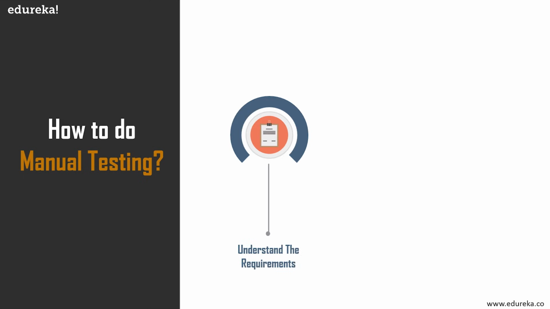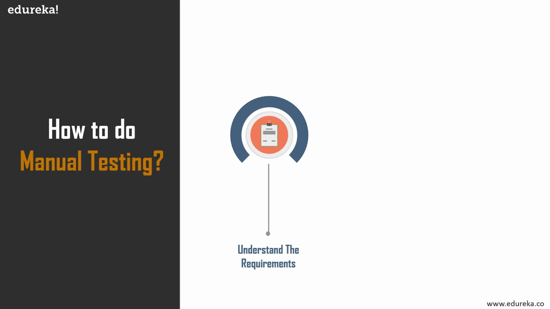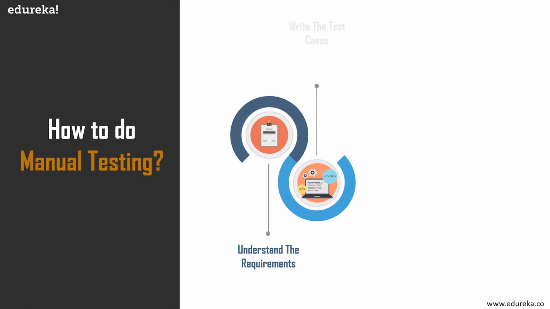So the first step is understanding the requirements. In order to successfully conduct manual tests, you first need to understand the requirements of the software. So by understanding the requirements, you will know what needs to be tested and what classifies as a defect or bug. So that's the crucial part of manual testing. The main goal here is to make sure that your software or application doesn't have any bugs. The next step is writing test cases. So once you understand the requirements, you can write test cases. That's another crucial part of manual testing.